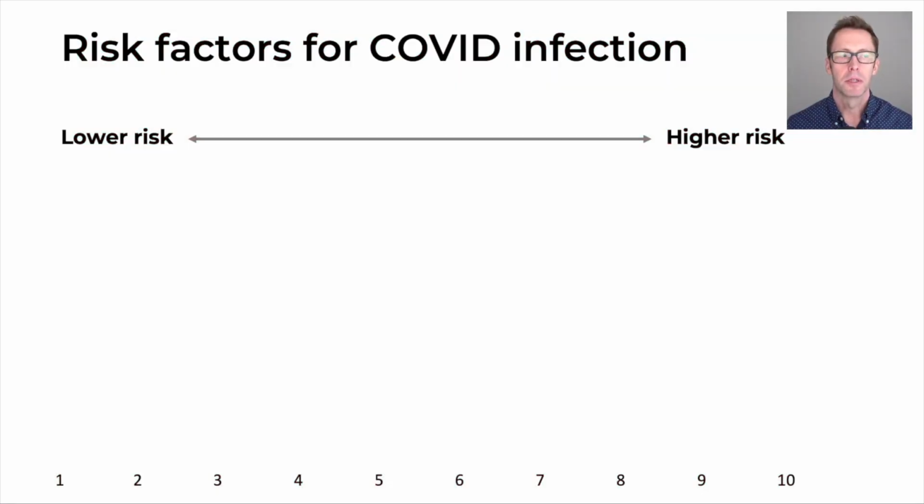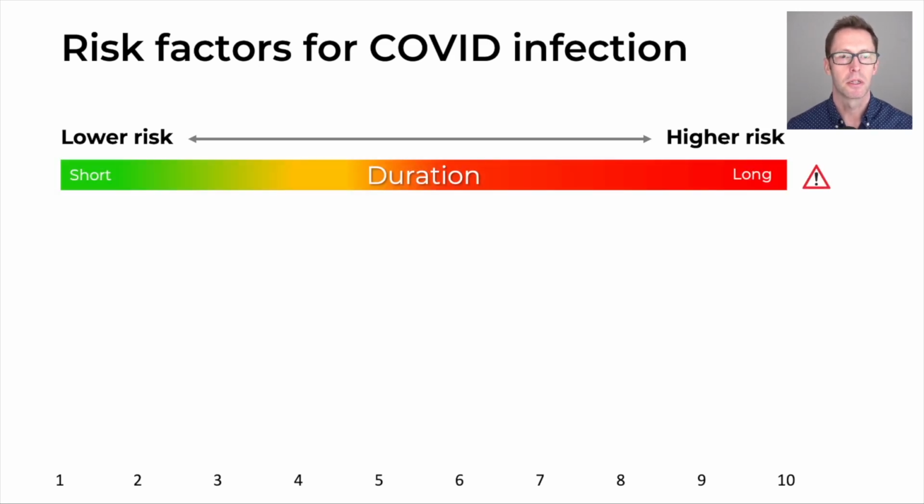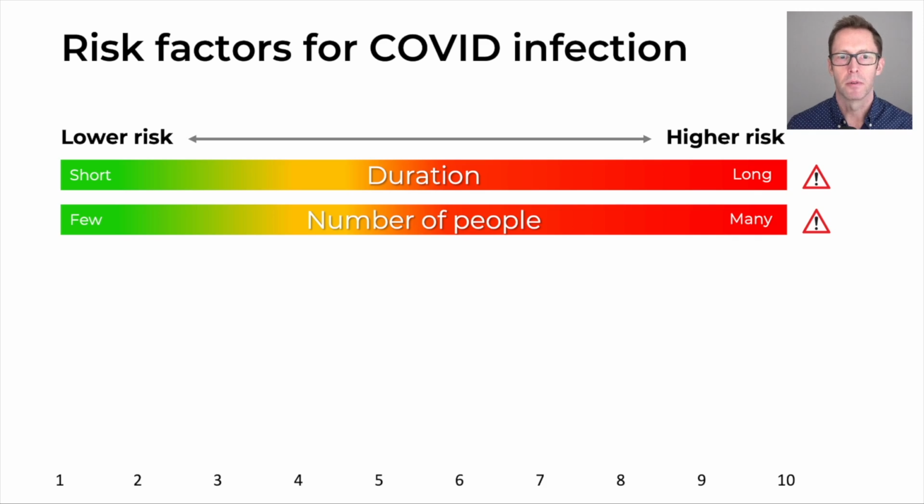There are a number of really simple risk factors that we can look to help us gauge the risk of a particular setting. I'm just going to step through each of them one at a time. So if we look from low risk to high risk, the first of those factors is duration. The longer people are in an environment where they're breathing shared air, then the higher the risk is going to be. The next one is the number of people.